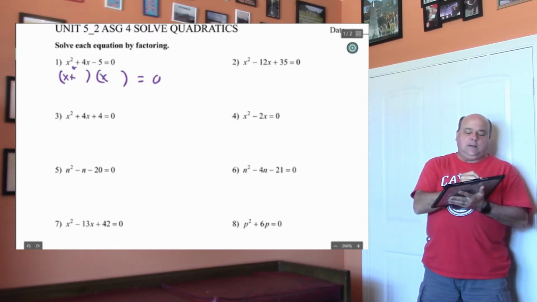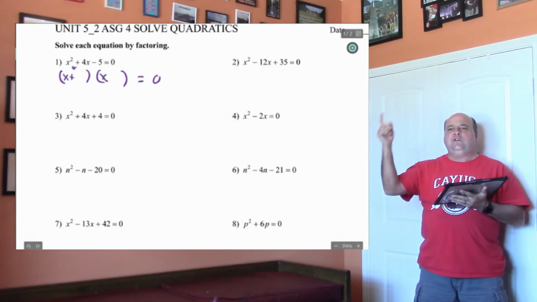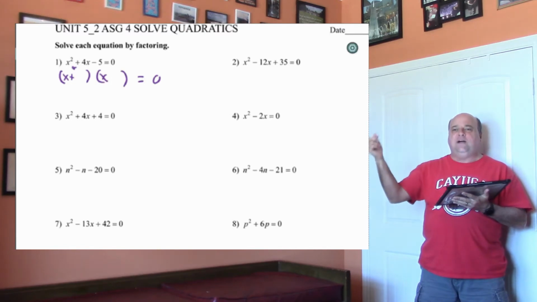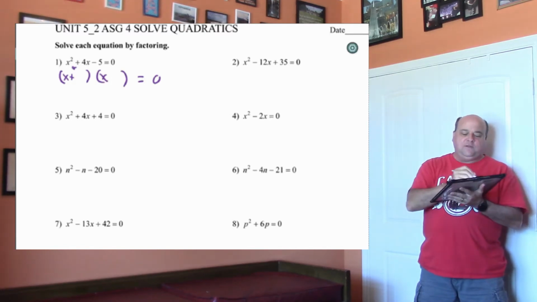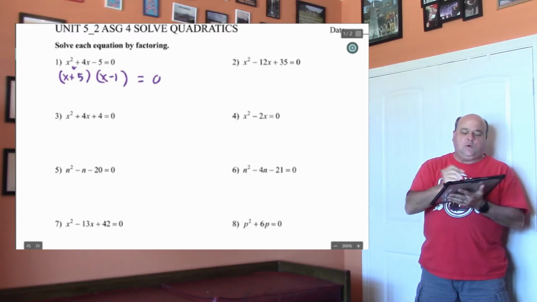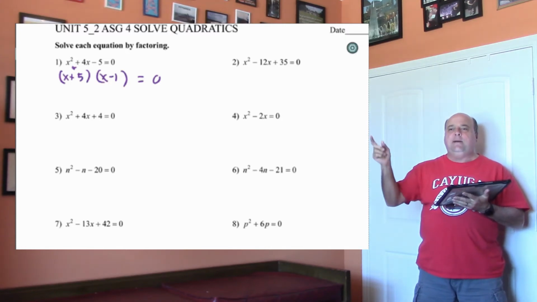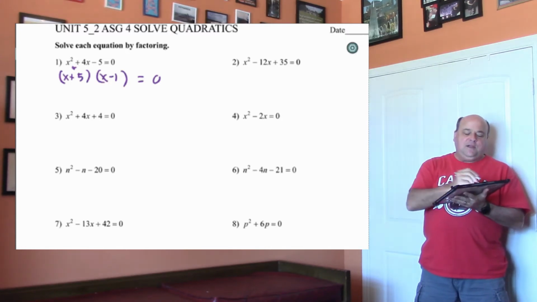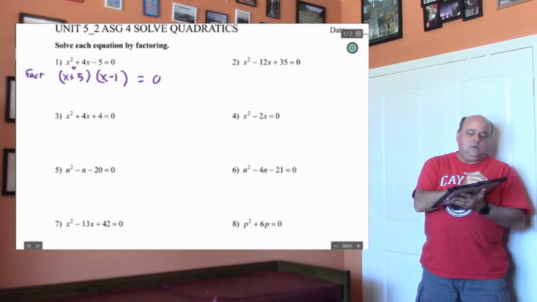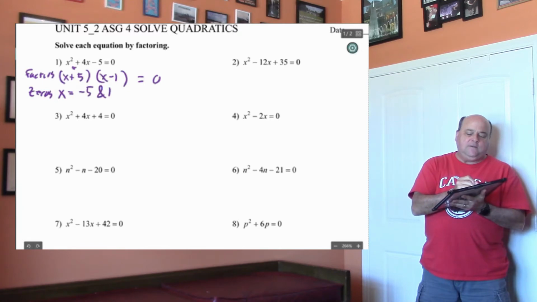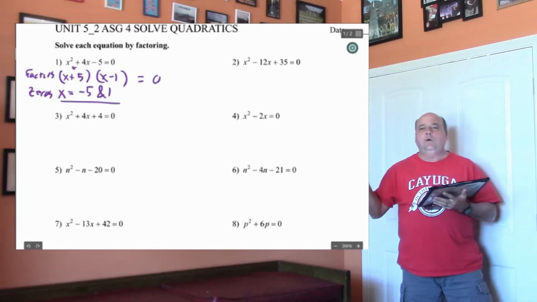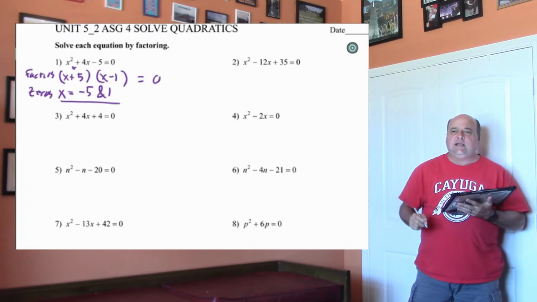This plus drops. The factors of 5 that subtracting give me 4 are 5 and 1, don't they? So we put the 5 first, and then the minus 1 is going to go here. 5 minus 1 is 4. Now, these are the factors. The zeros are the opposites, right? So the zeros are going to be negative 5 and 1. That's where the parabola will cross the x-axis.